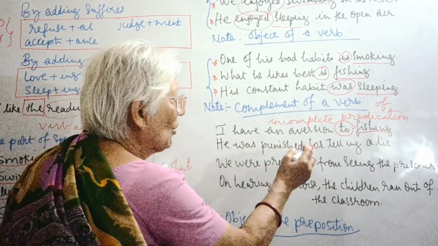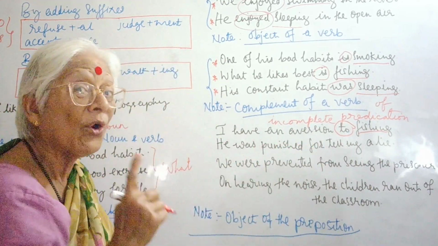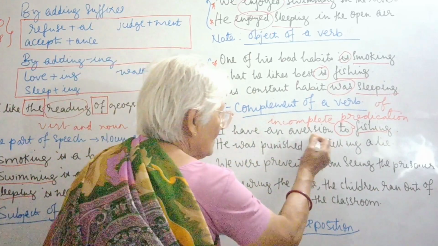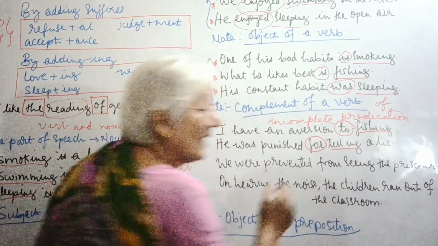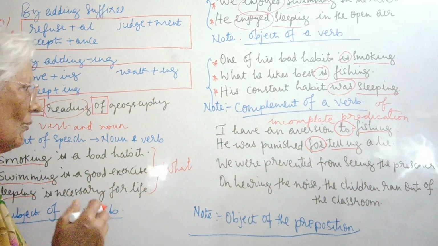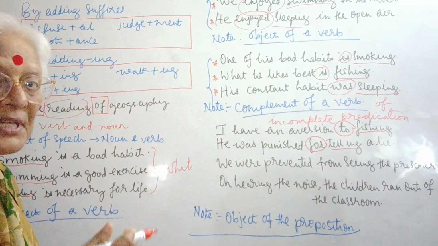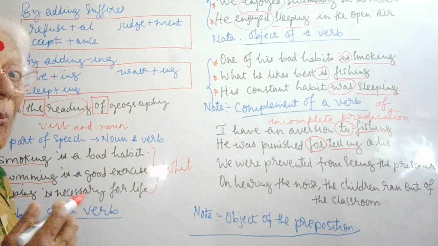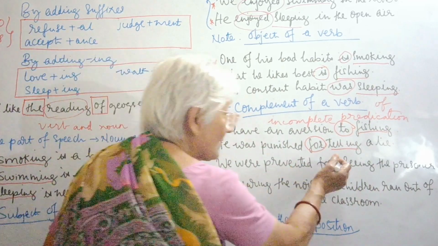He was punished for telling a lie. Punished for what? Telling a lie. We were prevented from seeing the prisoner. Prevented from what? Seeing the prisoner.